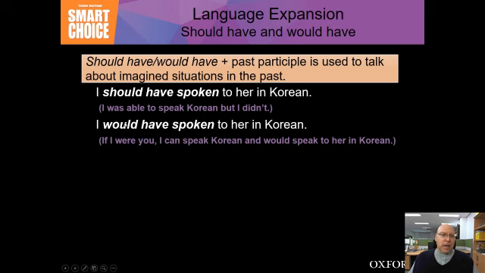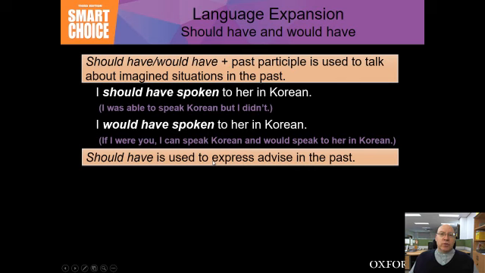So here, we talked about modals before, right? We talked about those in the second conditional. And here in this situation, it's imaginary. So if I were you, I can speak Korean and I would speak to her. So if it was me, I would have spoken to her in Korean if it was me.